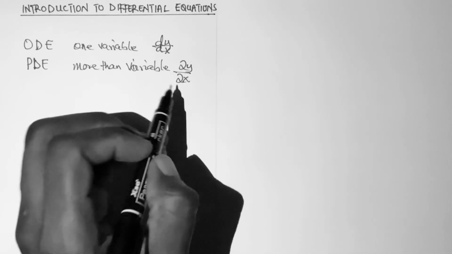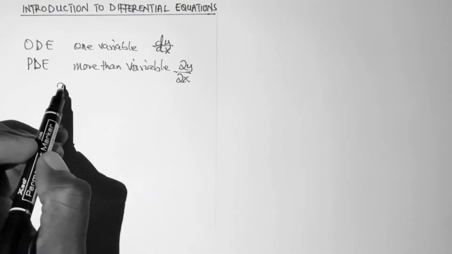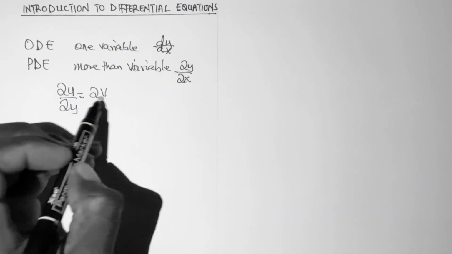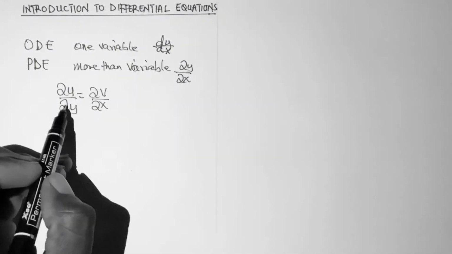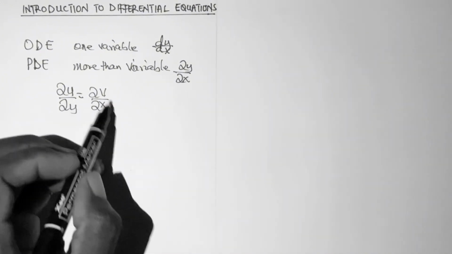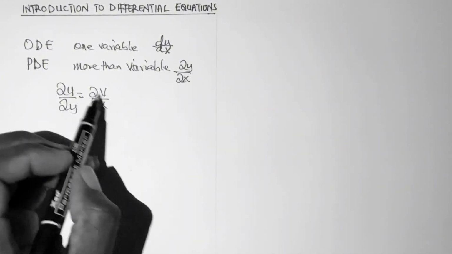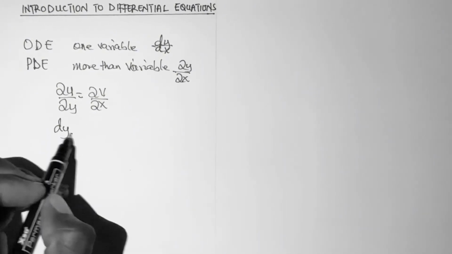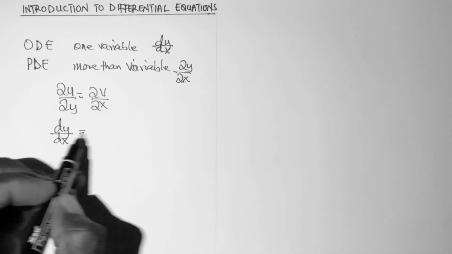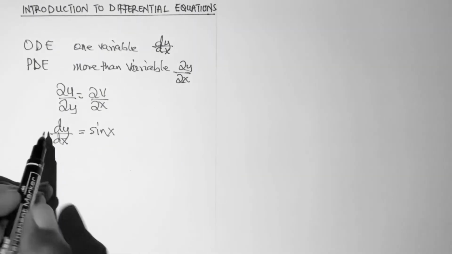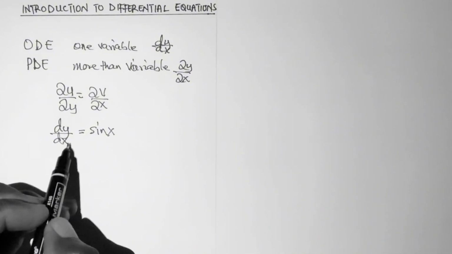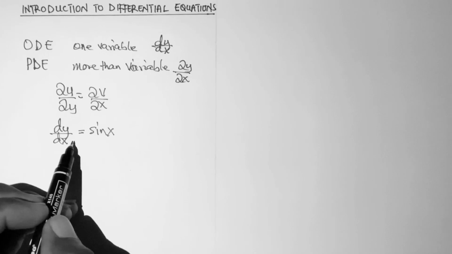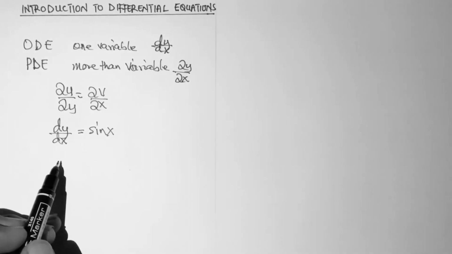So for example, for a partial differential equation, you can get ∂u/∂y equals ∂v/∂x. You see that the independent variables here are y and x, and the dependent variables here are u and v. But if you get a differential equation like dy/dx equals sin x, then you see that the independent variable here is only one, which is x, and therefore this is an ordinary differential equation, and the other is a partial differential equation.